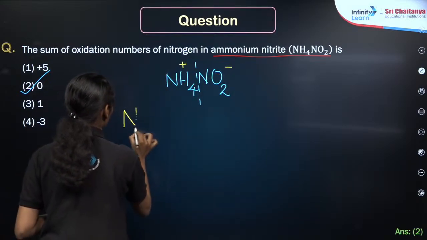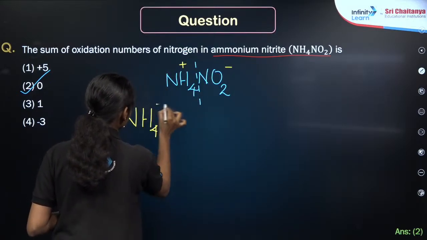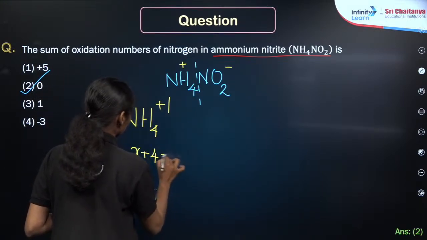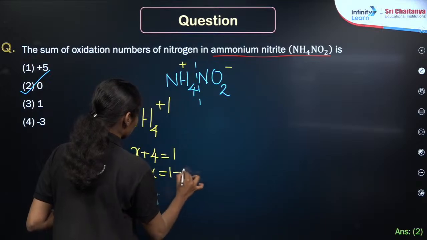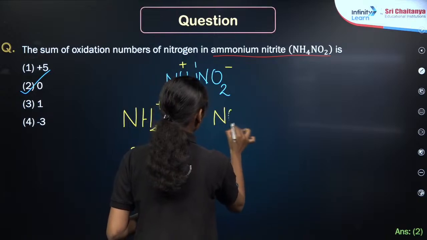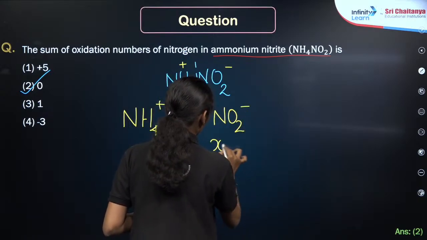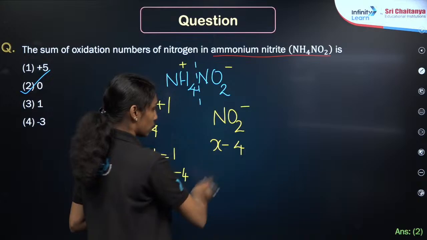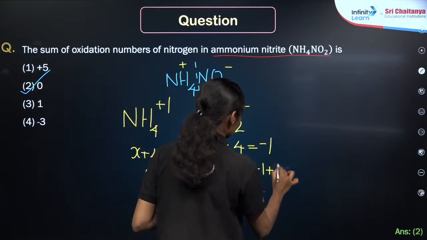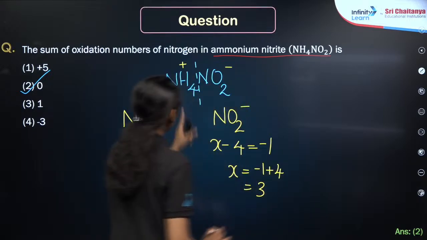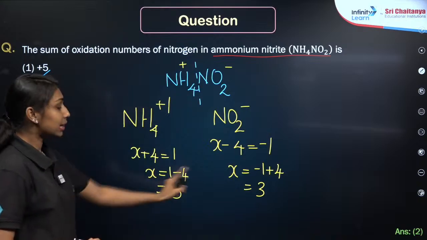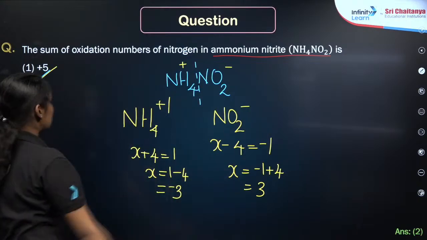So first you have to find out the oxidation number of this particular nitrogen. It will be x plus 4 is equal to plus 1, or x is equal to 1 minus 4, that is equal to minus 3, right? Then what about the second one? This is NO2 minus, right? x minus 4. Minus 4 stands for the oxidation numbers of two oxygen atoms. That is equal to minus 1, or x is equal to minus 1 plus 4, that is equal to 3, right? The first nitrogen atom possesses minus 3 charge and the second nitrogen atom possesses plus 3 charge. In total, minus 3 plus 3 is equal to 0. Clear?